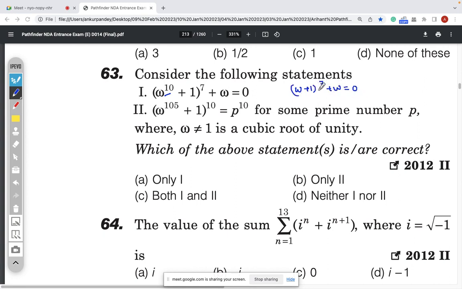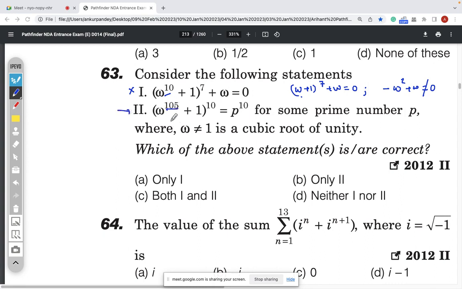So, you have an expression that 1 plus omega is equal to negative omega square. Say yes. Yes, sir. Negative to the power 7 is negative. Omega square to the power 7 is omega to the power 14, which is 12 plus 2. So is it equal to 0? No. So this statement is wrong. Clear? So please tell once more.